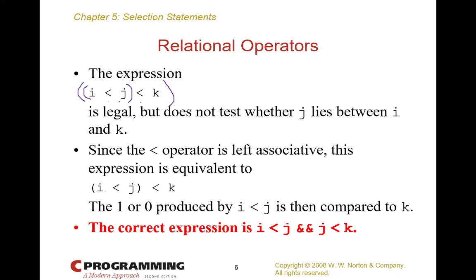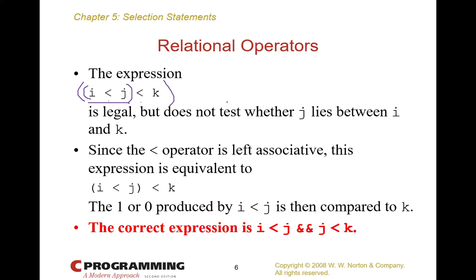So the expression I less than j less than k is legal, but it does not test whether j lies between I and k. Why? Because we have already shown that it is left associative. It is only checking if I is less than j, and then it is checking if the result of this is less than k. So please don't think in mathematics terms and bring that idea into C. If you write I less than j less than k in mathematics, it means is j between I and k.